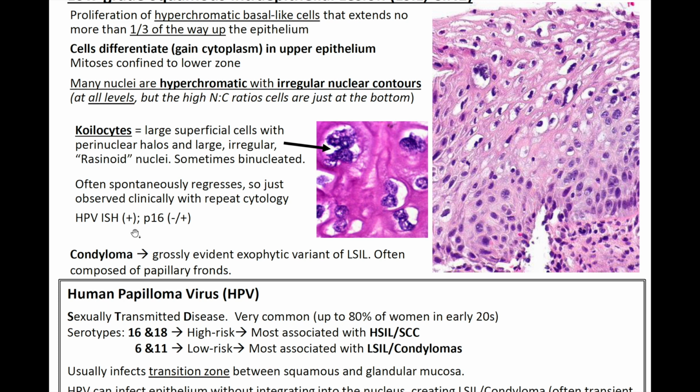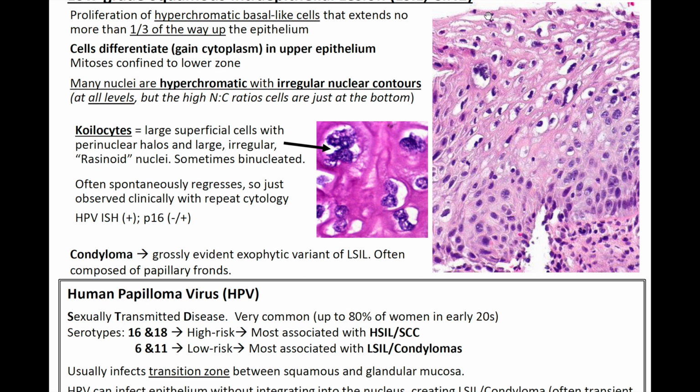And a condyloma is a grossly evident exophytic variant of LSIL, which is often composed of papillary fronds. And here's a good example of LSIL where we have the dysplasia and the atypia really confined to the lower 1/3 of the epithelium, whereas we have more maturation and more cytoplasm around the nuclei up top. And we have some cells that appear to be koilocytes.